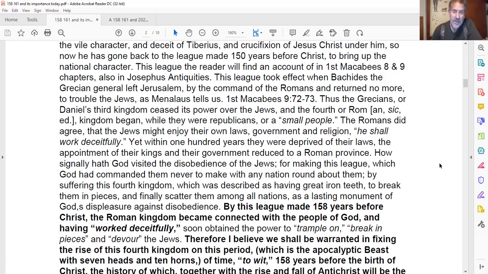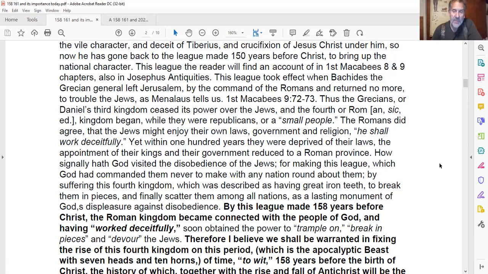Yet within 100 years, they were deprived of their laws, the appointment of their kings, and their government was reduced to a Roman province. How signally hath God visited the disobedience of the Jews for making this league, which God had commanded them never to make with any nation round about them. By suffering this fourth kingdom, which was described as having great iron teeth, to break them in pieces and finally scatter them among all nations as a lasting monument of God's displeasure against disobedience.